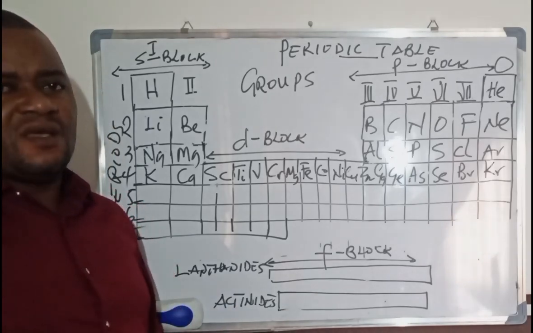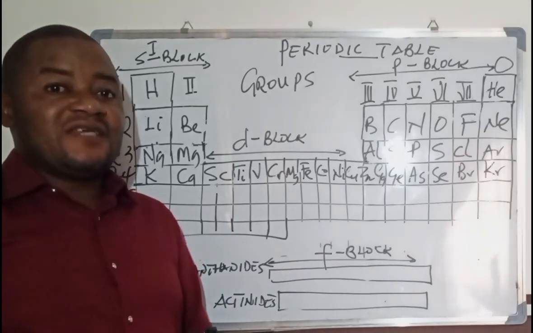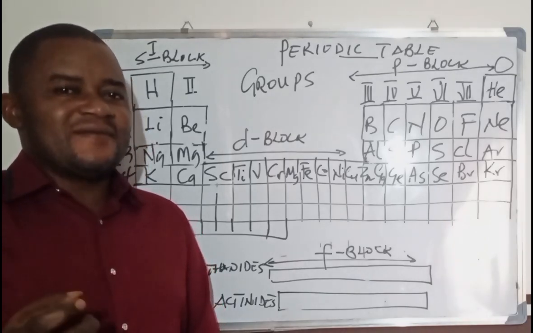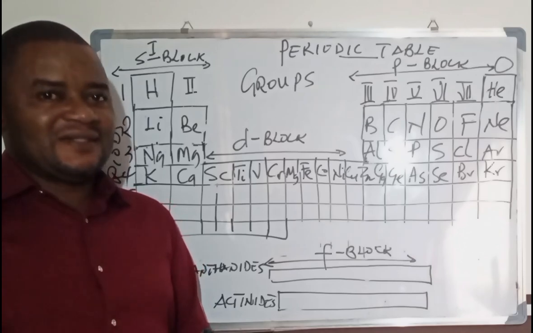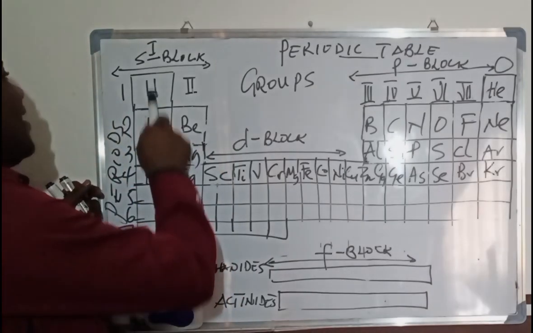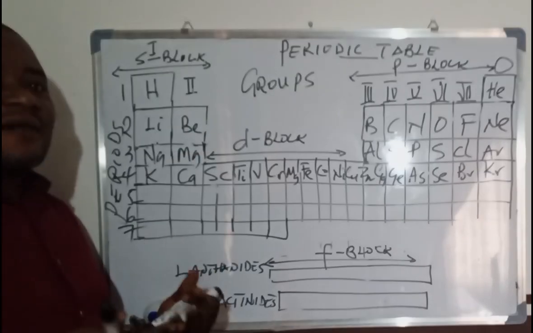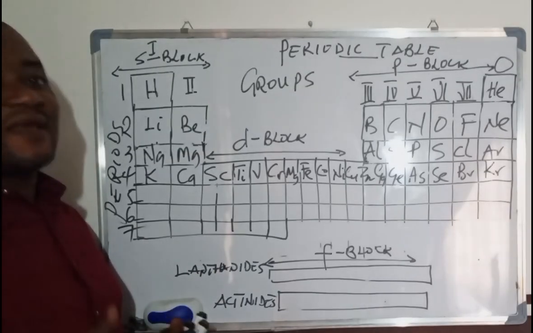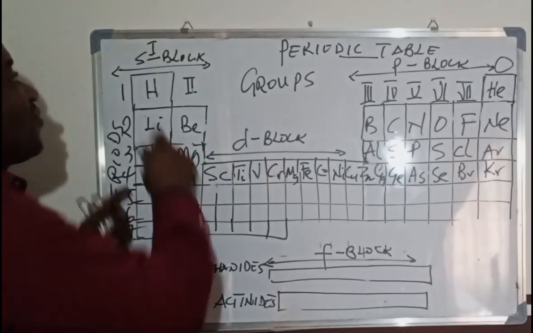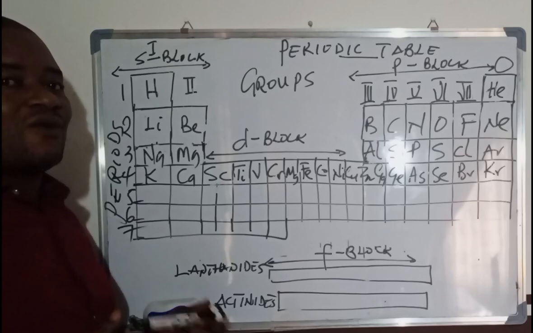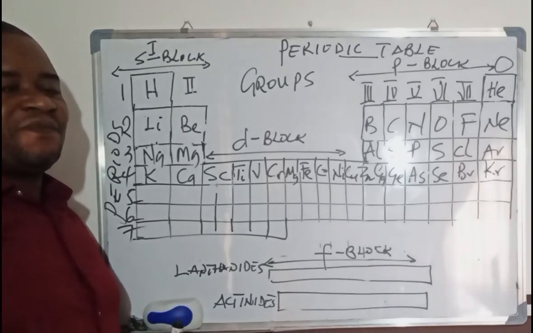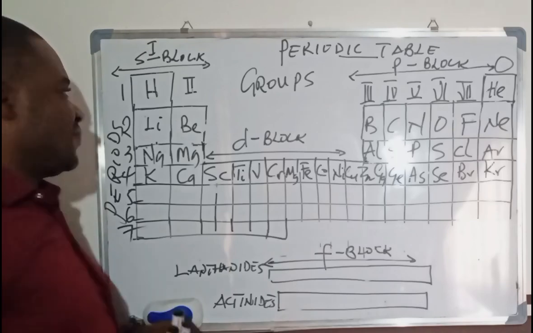Now, for the group 2, they are the alkaline earth metals. Why are they called that way? It is because they also have the potential to react with water, but they have very little tendency of producing alkalis. So we call them alkaline earth metals. So group 1 elements in the S block are called alkali metals because they have a stronger tendency of reacting with water to form alkalis. And the group 2 elements in the S block are called the alkaline earth metals because though they react with water to form alkalis, it is very little.